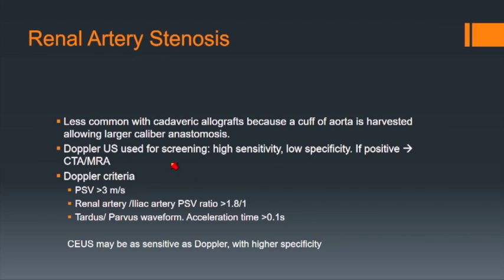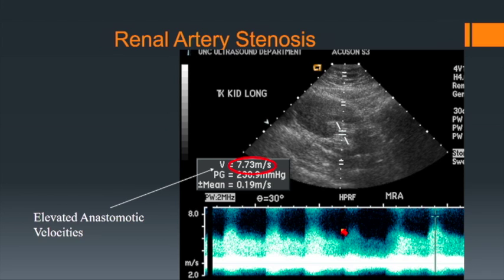So the Doppler criteria that are out there are peak systolic velocity of greater than 3 meters per second, renal artery to iliac artery peak systolic velocity ratio of greater than 1.8 to 1, and tardus parvus waveform with an acceleration time of greater than 0.1 seconds. There is some early data out there to indicate that contrast ultrasound may be as sensitive as Doppler, but with higher specificity, and we're probably going to see a lot more of that in the years to come.